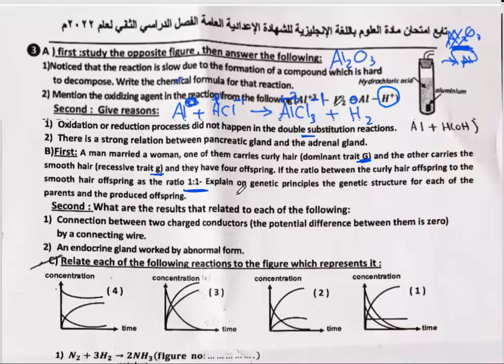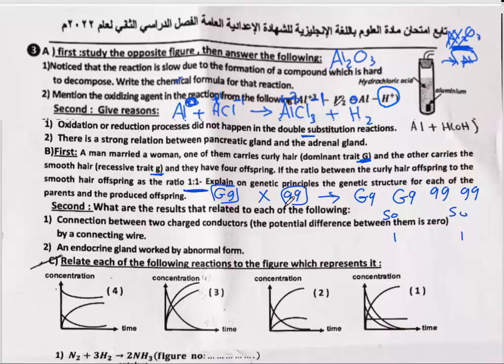We already took a note about this. If I will get 50-50, 50 recessive, 50 dominant, the parents must be one hybrid dominant and the other pure recessive, which means my parents are G capital, G small, hybrid dominant, and G small, G small, pure recessive. So it will give me G capital G small, G capital G small, G small G small, G small G small, 50-50 or 1:1. So the structure of the parents will be G capital G small and G small G small.